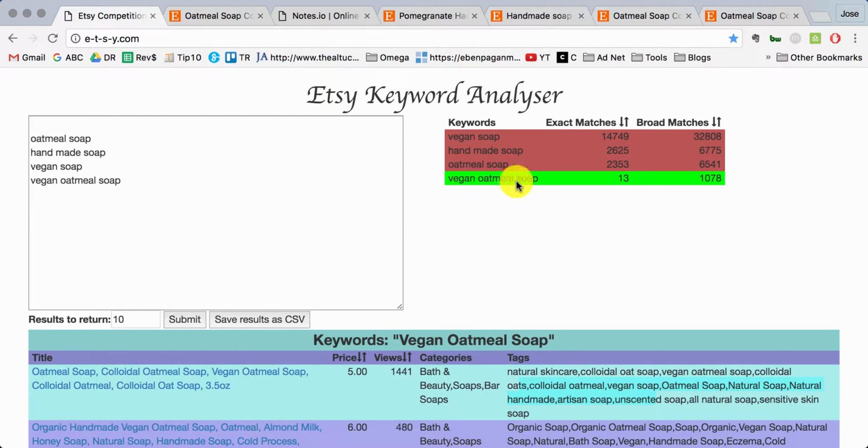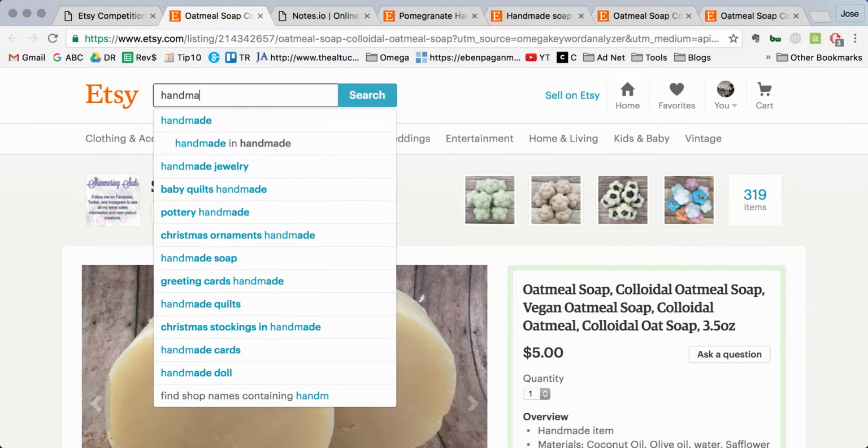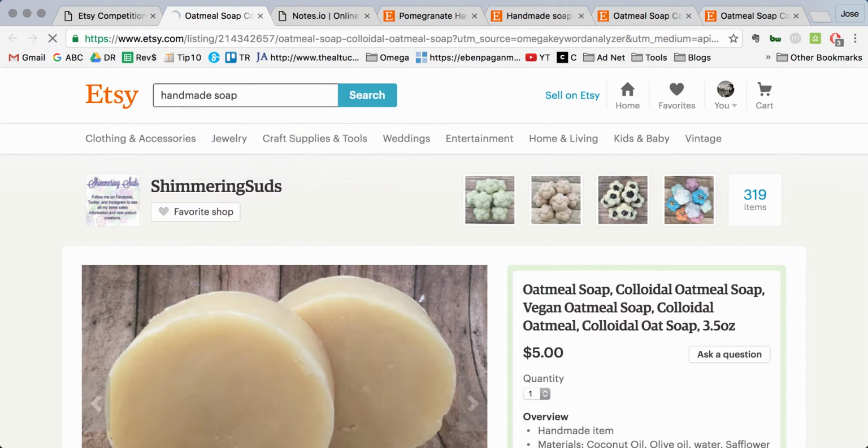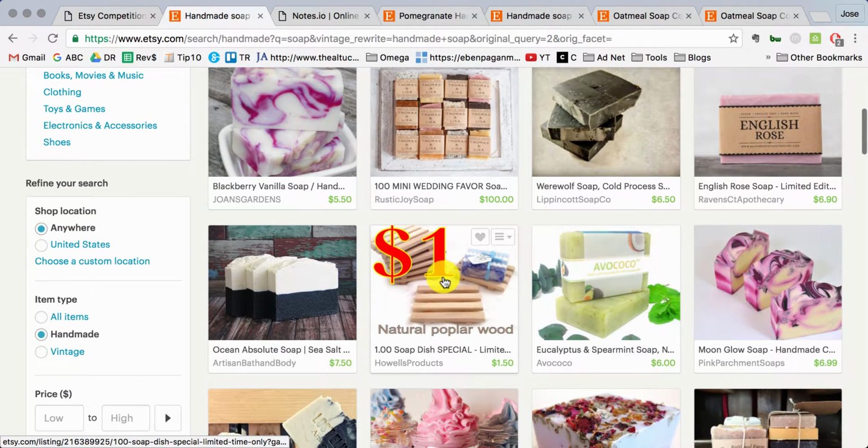How I came up with vegan oatmeal soap was possibly if you want to rank for vegan soap but the competition's too stiff, maybe you can put in another keyword and still do well for it. You can start off just by putting in handmade soap. This is just an example. You can do this with any listing in Etsy.